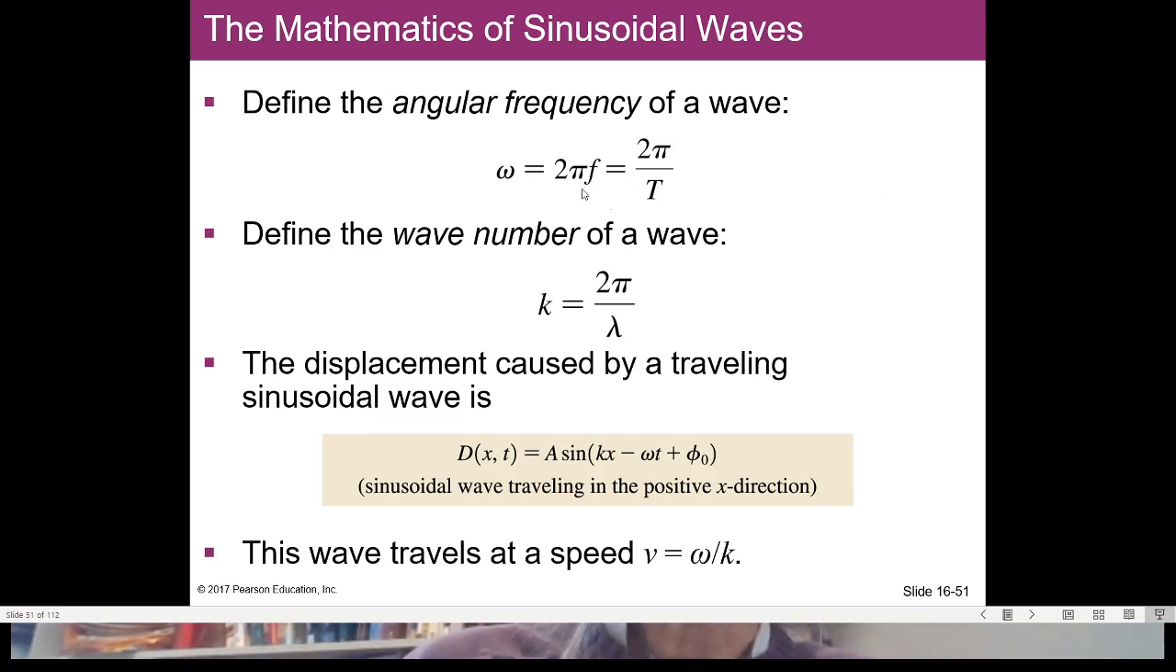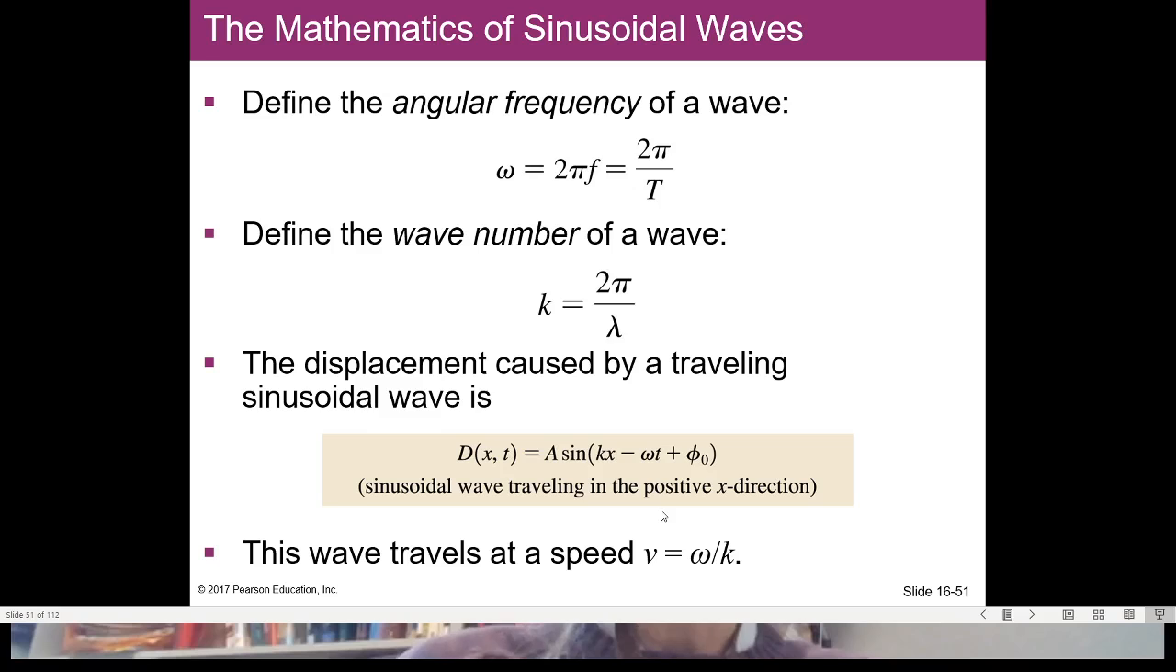Here's the angular frequency, just like with the harmonic oscillator. The angular frequency is 2 pi times the frequency, or 2 pi divided by the period. The wave number, this is something new. The wave number we're defining as 1 over the wavelength times 2 pi. In terms of omega and the wave number, we can write the full mathematical equation for the displacement as a sinusoidal function of both the wavelength and the period. And of course, we can also tack in an arbitrary constant here for the phase offset.